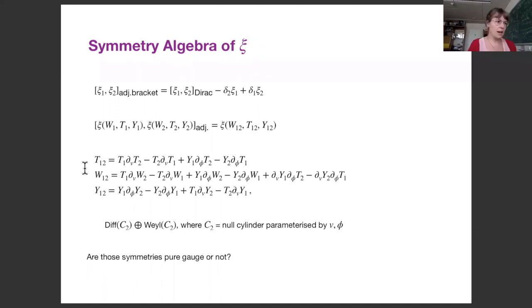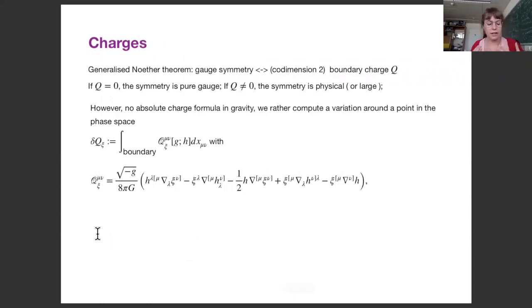So let's analyze it. Let's look at the T component and the Y component here. You see that if you look at the bracket, that is the diffeomorphism over C2, sorry, because C2, I call it the null cylinder parameterized by nu and phi. And that is the diffeomorphism of that cylinder here and here. While W is the Weyl transformation of this cylinder. And now we have this group of symmetry. We want to know if they are pure gauge or not. And for that, you need to look at the charge associated to them.